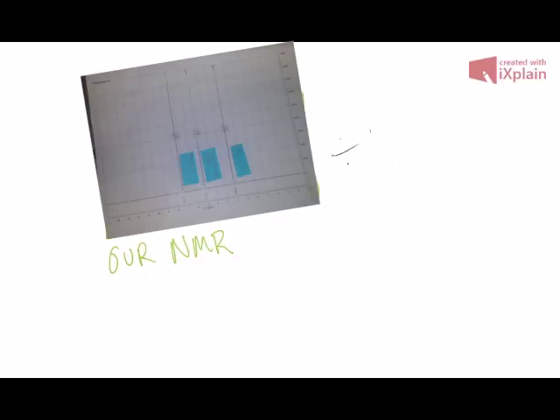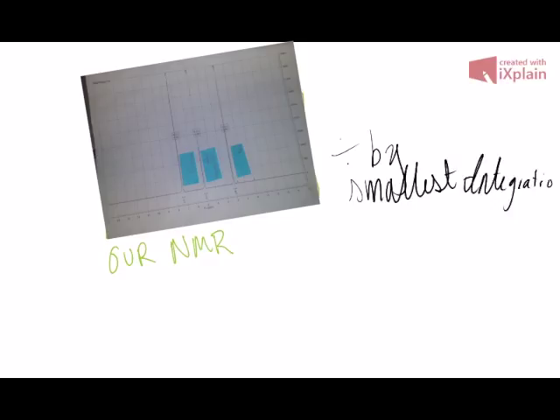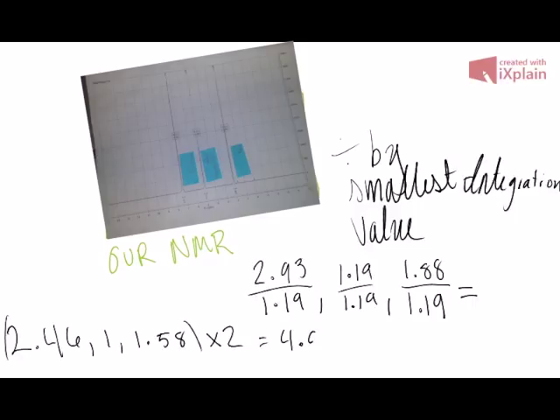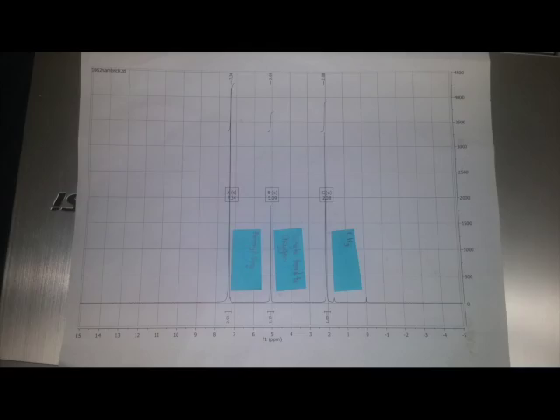The values are not whole numbers, so we will convert them to whole numbers by dividing all of the numbers by the smallest integration value. We then have peak ratios of 2.46 to 1 to 1.58. These are not whole numbers, so we will have to multiply the values by 2 to get whole numbers. This equals 4.9 to 2 to 3.16, giving a slight experimental error. We can round these to whole numbers, which would result in 5 hydrogen atoms in group A, 2 in group B, and 3 in group C. This matches with the number of hydrogen atoms in the benzyl acetate molecule.